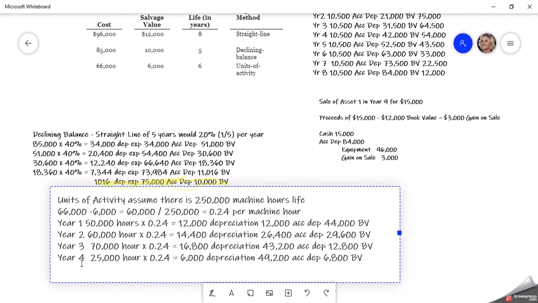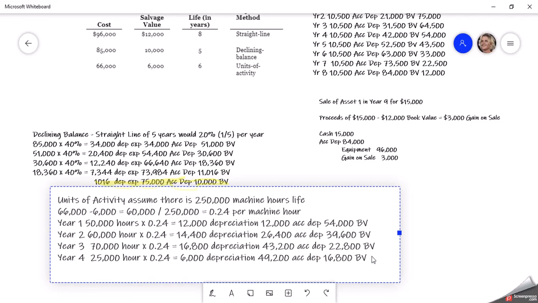Doesn't calculate, something's up with my net book values here. Let me go back and double check my totals. So 66,000 minus 12,000. Oh, that's where I'm off. Okay, so sorry, this should have started at 54,000. Minus 14,400. That should be 39. I was off 10,000 with that first one. Minus 16,800 gives us 22. Whoops. And then finally, this one is 16. Okay, so that seems more like it.